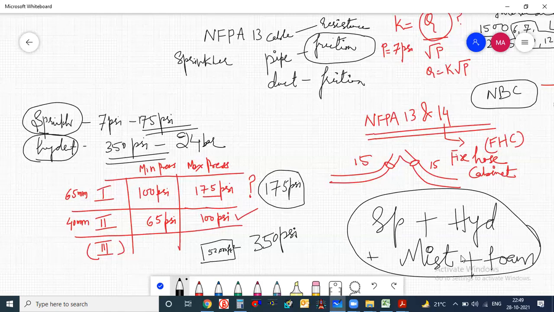And deluge system and pre-action, these are not systems actually. Deluge system is just designed for one single area only. It is a combination actually. Deluge system you can combine with a sprinkler system, with a foam system, with a mist system. Like that you can go whenever we are talking about deluge. So like that we will see. Okay then, we will stop here for today.